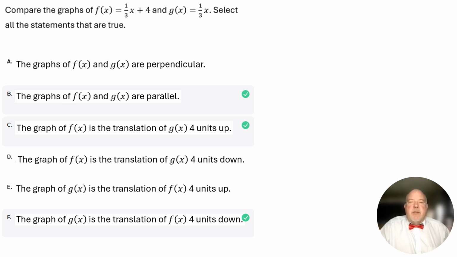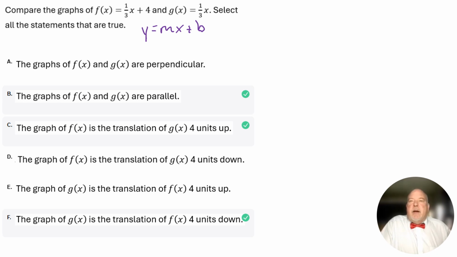And slope-intercept form, just as a quick review, looks like this: y equals mx plus b, where m is the slope and b is the y-intercept. On a question like this, you can do it without a graph, but I always encourage students to make a quick little sketch because it'll help you visualize what's going on.